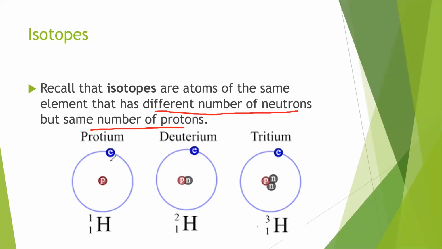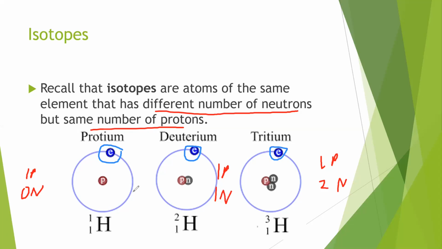Here are the 3 isotopes of hydrogen. The first one is called protium, which has 1 proton and 0 neutrons. The second one has 1 proton, which is deuterium, and 1 neutron. The last one has 1 proton and 2 neutrons. Notice they all have the same number of protons, 1. And they have the same number of electrons because they're neutral. So they each have 1 electron, which are the blue spheres. But they differ in the number of neutrons: protium has 0, deuterium has 1, and tritium has 2.